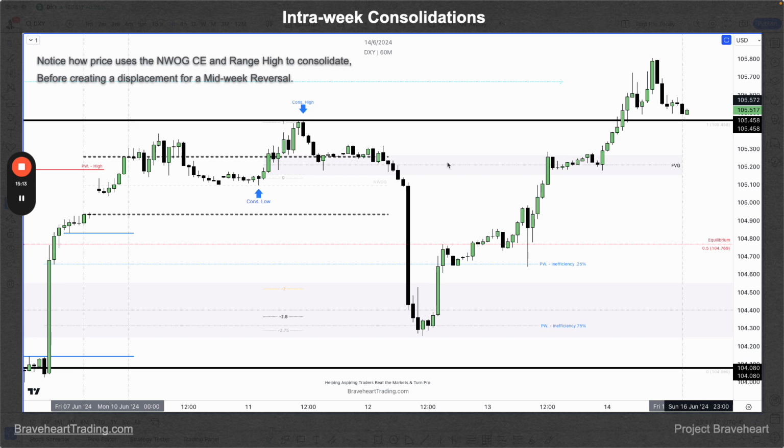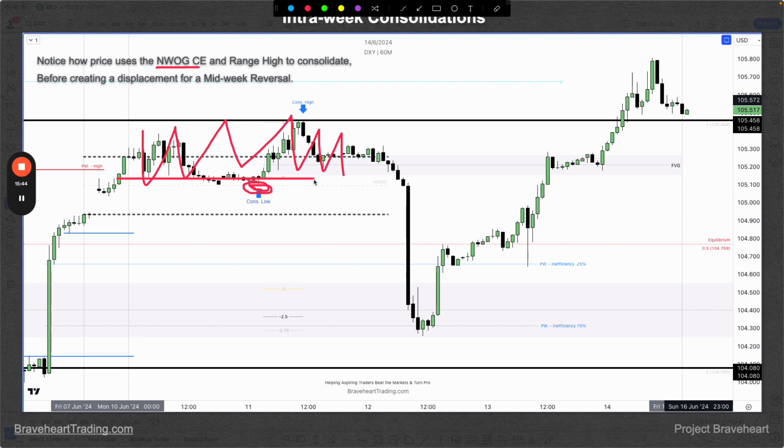But first of all, let's notice how price uses the new week opening gap. So the current new week opening gap, that's the most fair value price for the week. Okay? If we think about a market maker, right? Notice how they use the CE of that and the range high to just distort price in between. And what does it do? Just fair value, right?